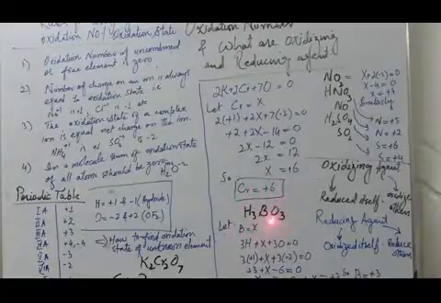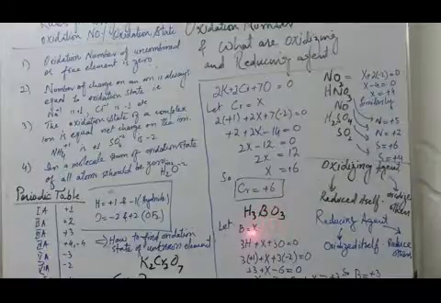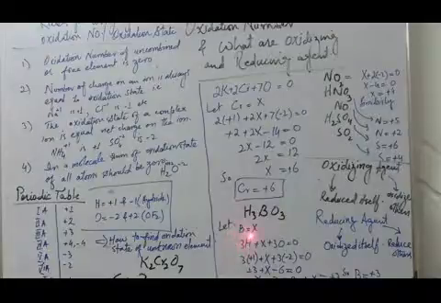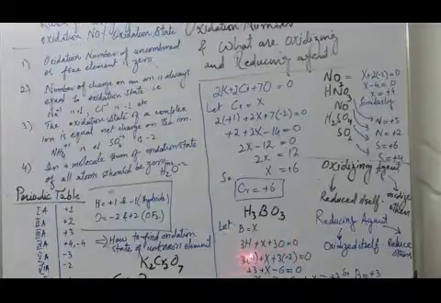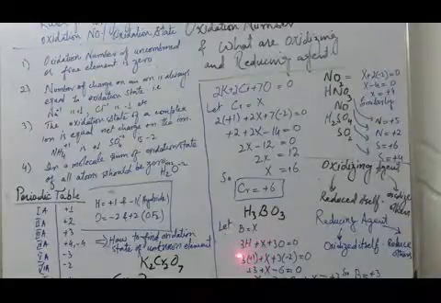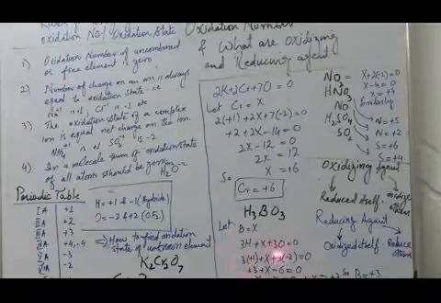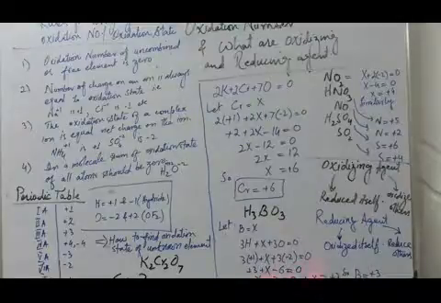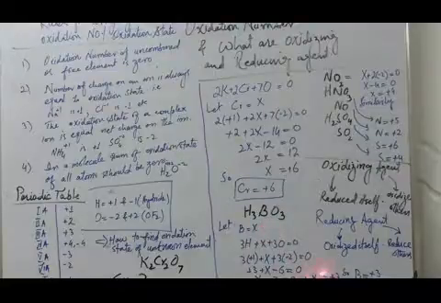Similarly, boric acid, H3BO3. Your first step, suppose the boron is X, then write the chemical formula in equation form, put the oxidation states of the elements instead of the element, and solve it for the unknown element. You will see that the oxidation state of boron in boric acid is +3.